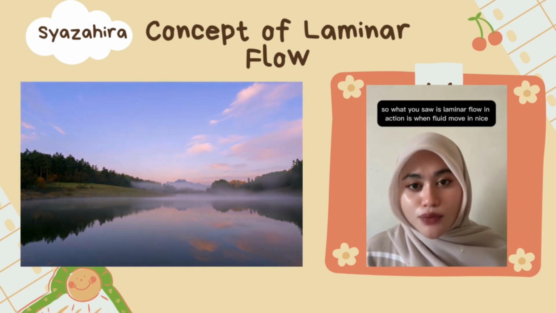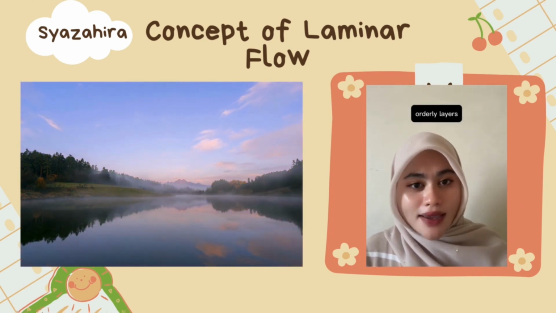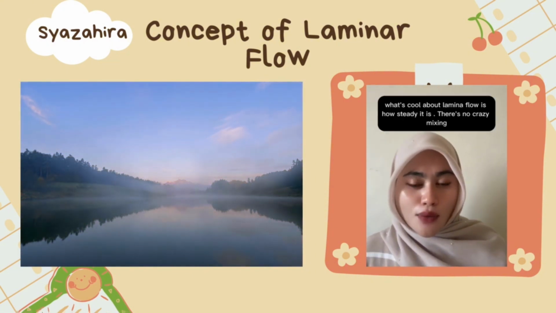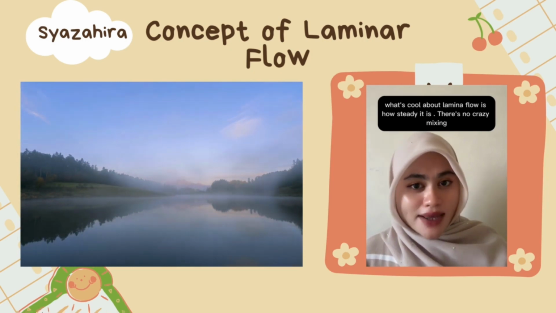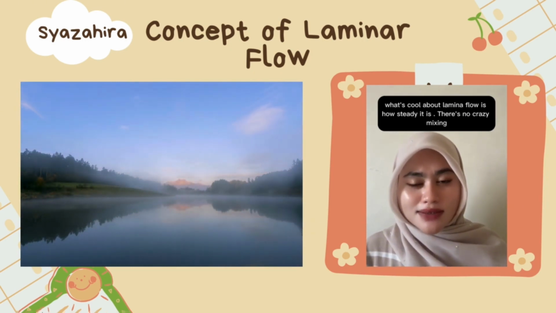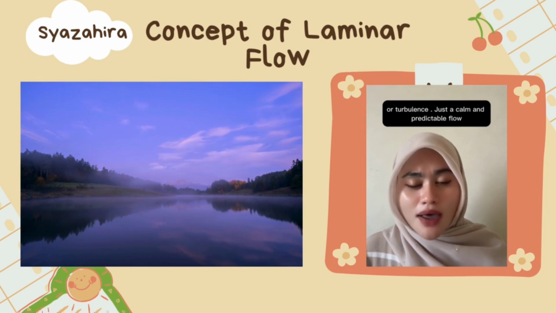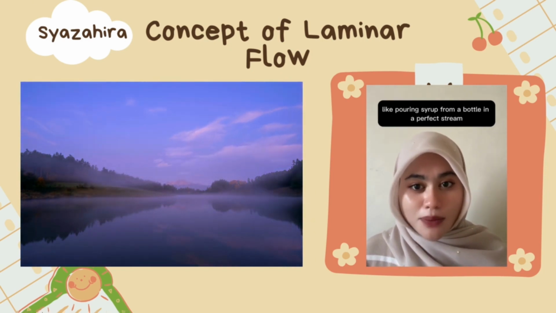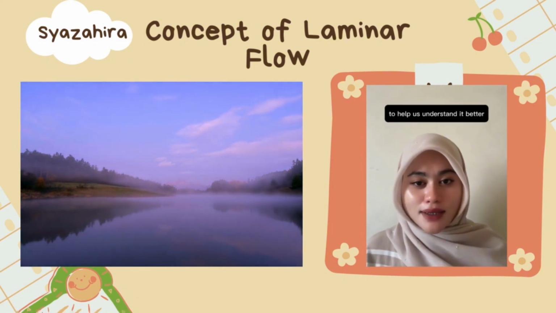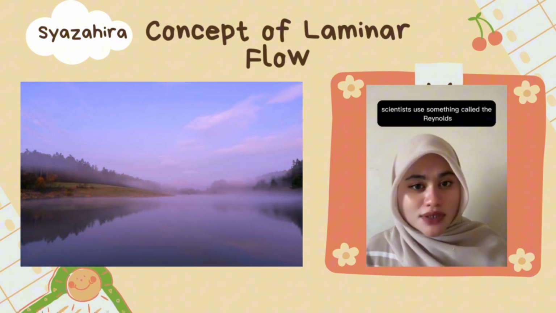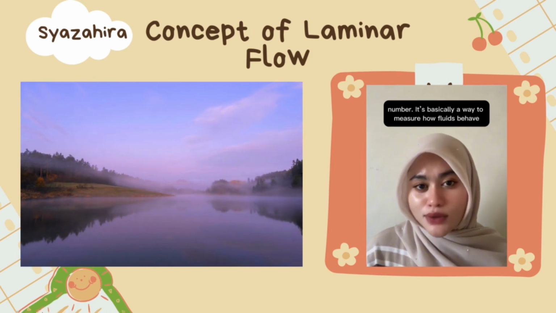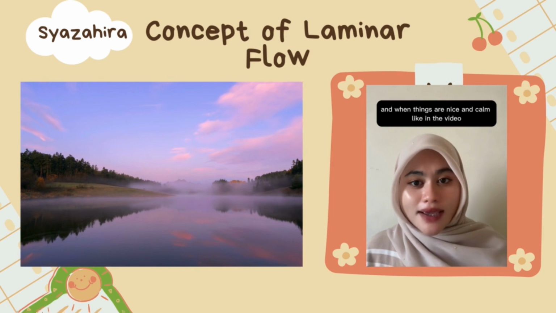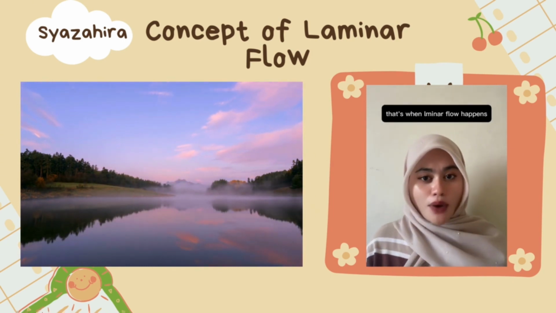It's when fluid moves in nice, orderly layers, kind of like cars sticking to their lanes on a quiet road. What's cool about laminar flow is how steady it is. There's no crazy mixing or turbulence, just a calm and predictable flow, like pouring syrup from a bottle in a perfect stream. To help us understand it better, scientists use something called the Reynolds number. It's basically a way to measure how fluids behave and when things are nice and calm, like in the video, that's when laminar flow happens.